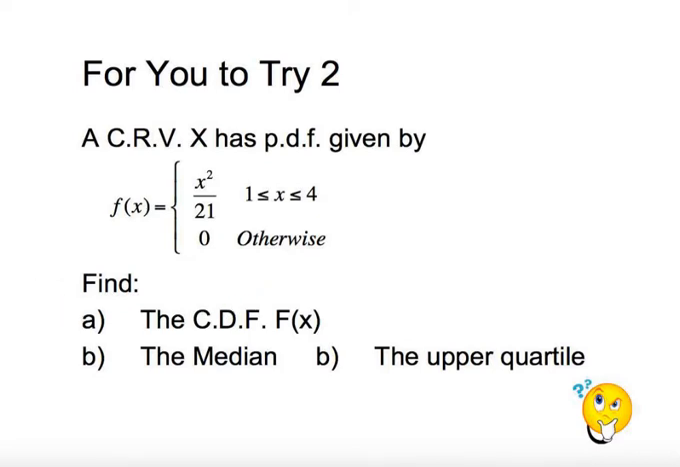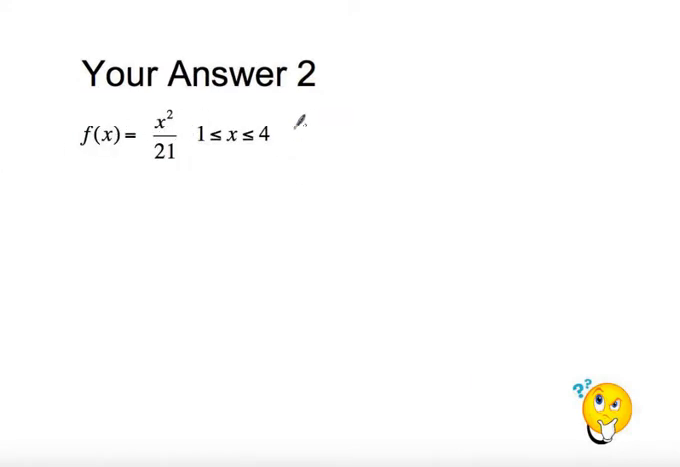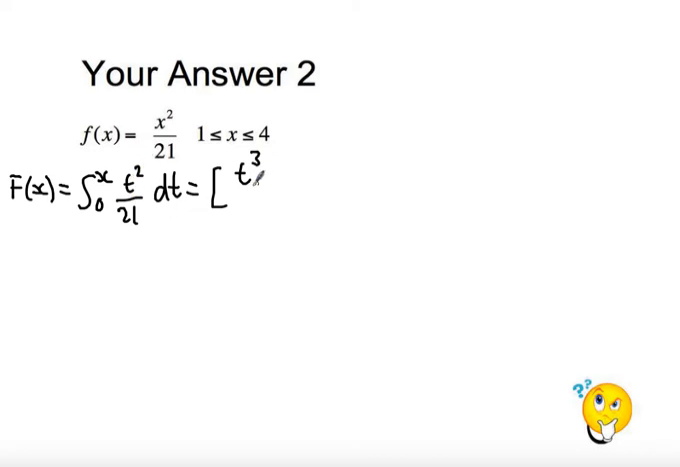Okay then, welcome back. Let's have a look at the solution to this problem. We're going to start off first of all by finding our cumulative distribution function. So f of x is given as the integral between 0 and x, rewriting our function in terms of t, of t squared over 21, integrated with respect to t. So we get t cubed, raising that power by 1, divide by 3, so we get 21 times 3 in the denominator, so I get t cubed over 63.